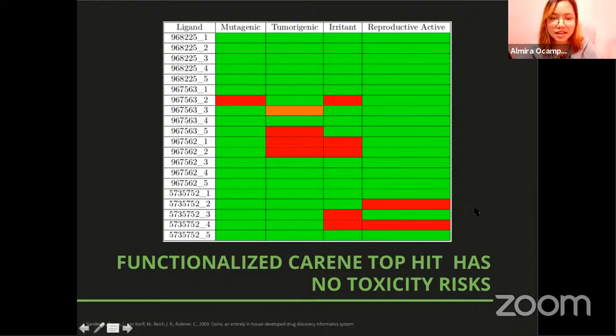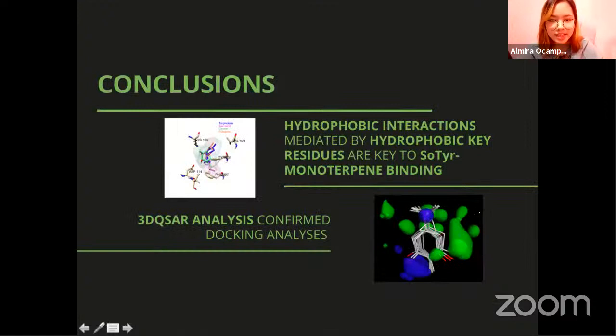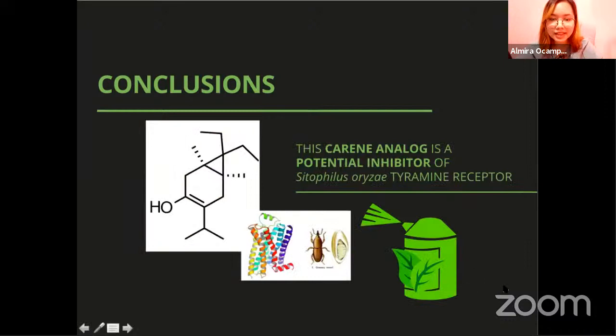Okay, next slide, please. So to wrap this up, in this study, an attempt to understand the key binding features in tyramine monoterpene binding was done using in silico or computational methods. So findings from the ensemble docking show that key residues that are involved are mostly hydrophobic, which was also validated by our 3D QSAR model. Okay, next slide, please. And this research suggests that the carine analog that we were talking about a while ago is a potential inhibitor of tyramine.